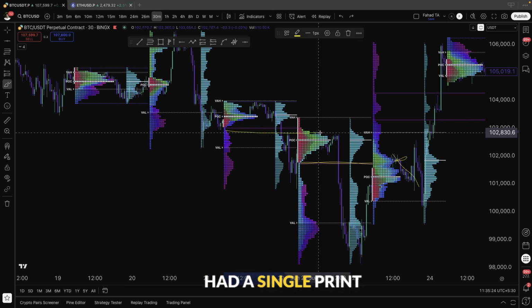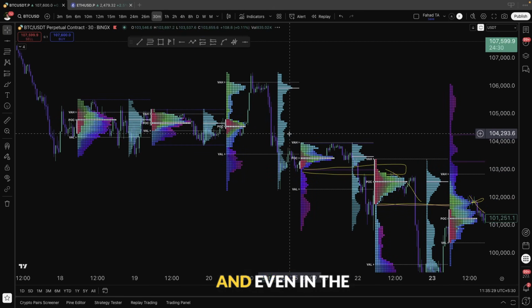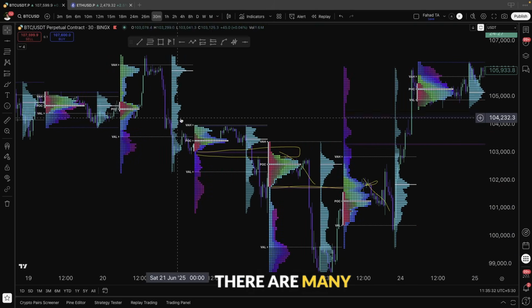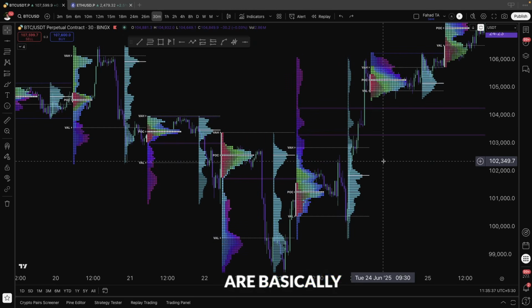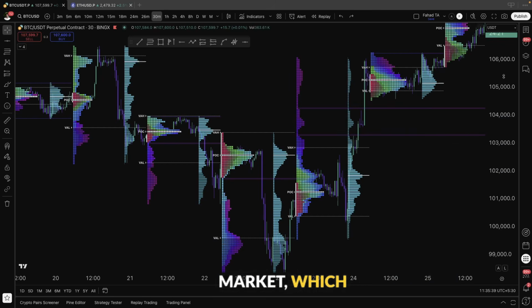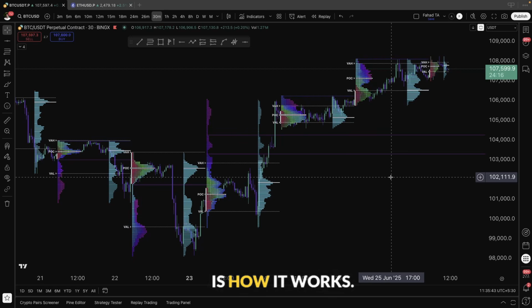After that, you had a single print around this area. Again, you reversed right from there. And even in the past, I'm sure there are many areas where you had single prints and the market reversed right from those areas. So single prints are basically imbalance in the market, which once filled, the market reverses after that. All right, so that is how it works.